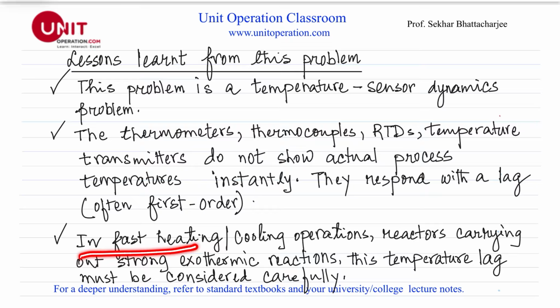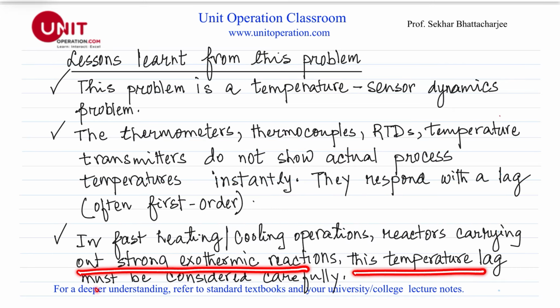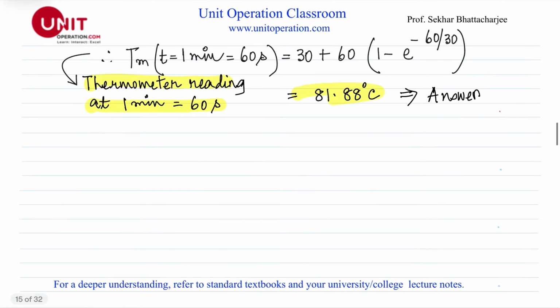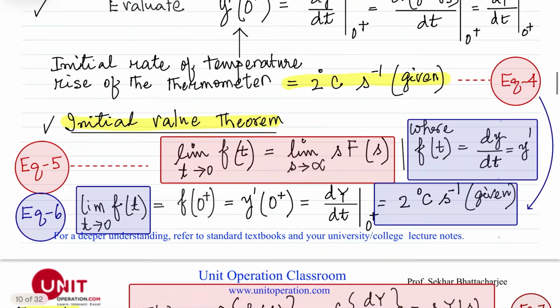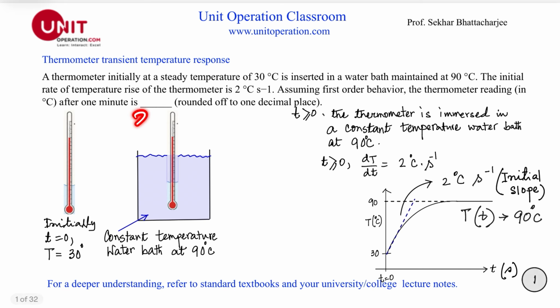In fast heating and cooling operations, such as heat exchangers, distillation columns, and reactors carrying out strong exothermic reactions, this temperature lag must be considered carefully. Again, finally, the answer is here: 81.9 degrees Celsius.